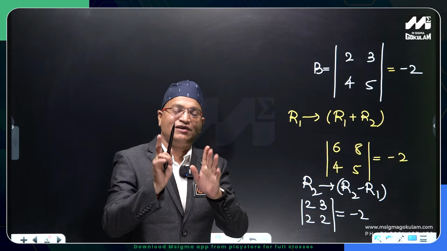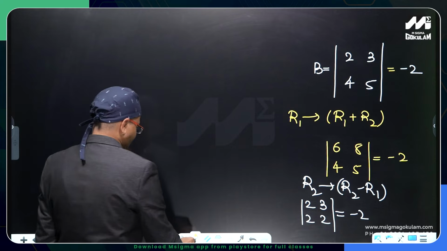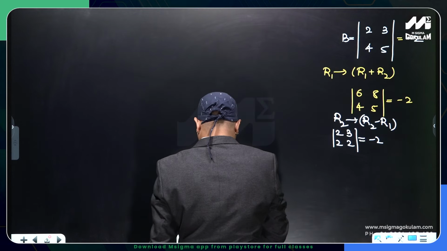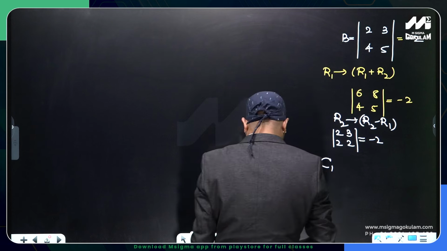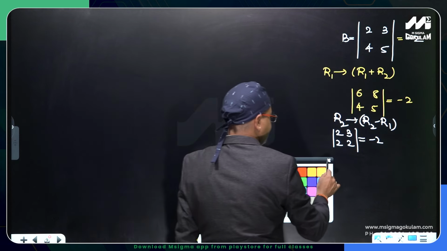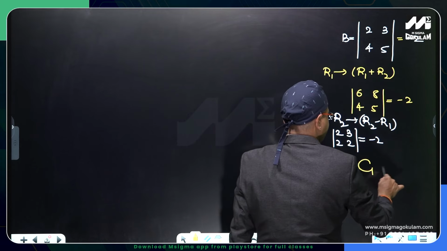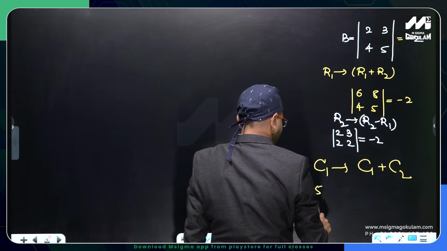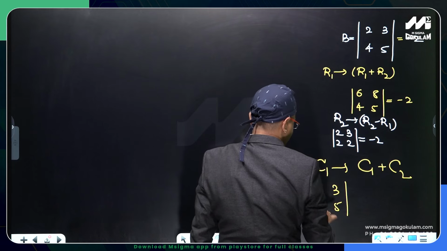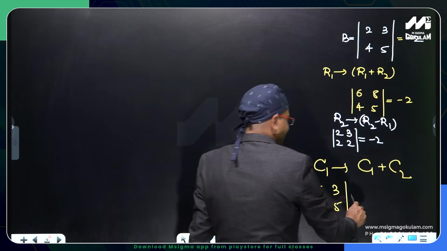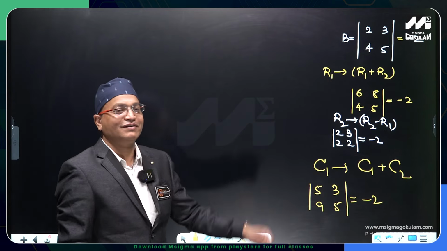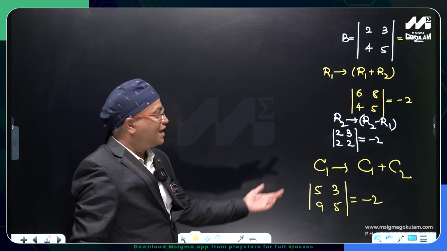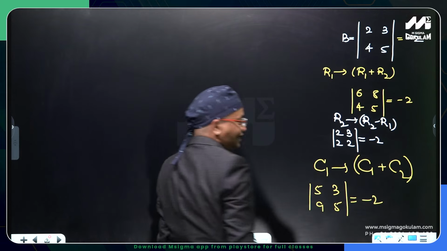It is the same even if you apply it to columns. That also I show you. Add the second column to the first column. C1 becomes C1 plus C2. What happens? You see, 2 plus 3, 5. 4 plus 5, 9. 3, 5, no change. 5, 5 is 25 minus 9, 3 is 27, minus 2. Even by adding, I am not getting any change. It is the same for subtraction also.